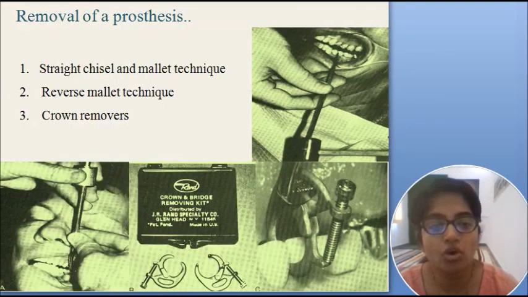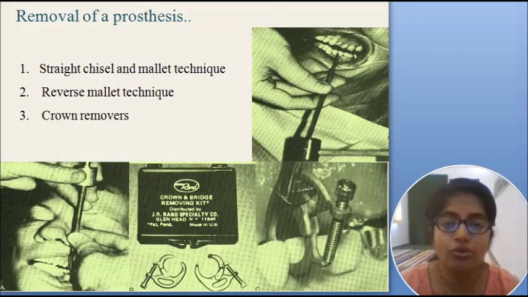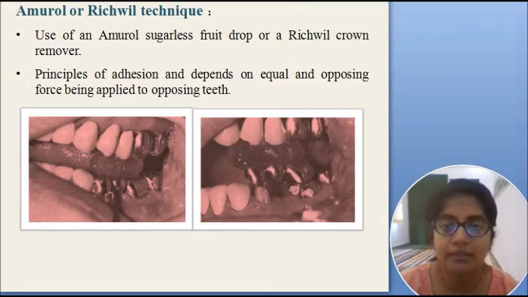Now after we see all types of failure, let us see how to remove the failed prosthesis. The removal of the prosthesis can be carried out by the straight chisel and mallet technique, reverse mallet technique, and by using crown removers. There is also something called the Amirol or ritual technique, that is, we have a certain type of crown remover, and that crown remover can be used for removal of the crowns.